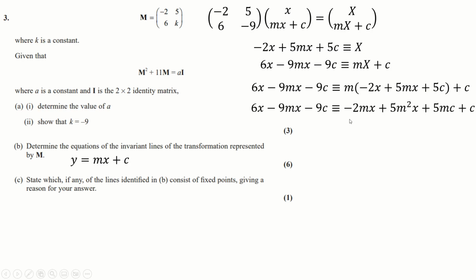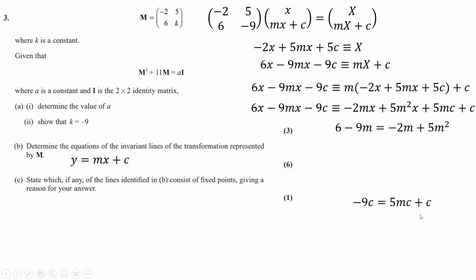You can expand out. But because this is always true, that means that the variable parts of it, which are the x's, must just be the same. They must all cancel out, or they must just have the same thing on the left as the right, because it's always true regardless of the x's. So 6 minus 9m over here must always be equal to minus 2m plus 5m squared over there. And likewise, the non-x's, the minus 9c, must always be equal to the non-x's over there, because this thing is always true, because you're on a line that has this rule that always applies to it.